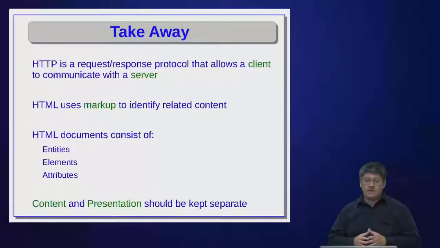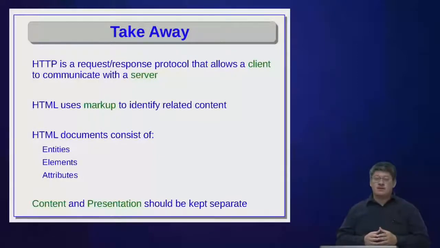So in summary, HTTP, Hypertext Transport Protocol, is a request-response protocol that allows a client, a web browser, to communicate with a web server. We create web pages using HTML, which is a markup language that uses tags to identify related content and organize a page. HTML documents consist of three parts: entities, elements, and attributes. And also, we talked a little bit about why content and presentation should be kept separate. We want to do content in HTML, and we'll do presentation in CSS.